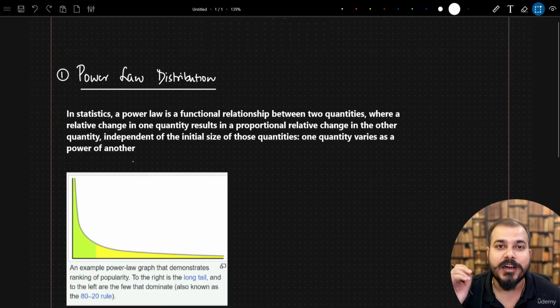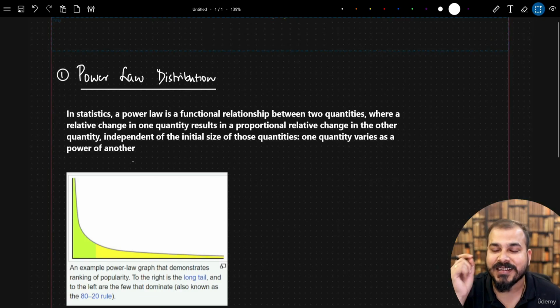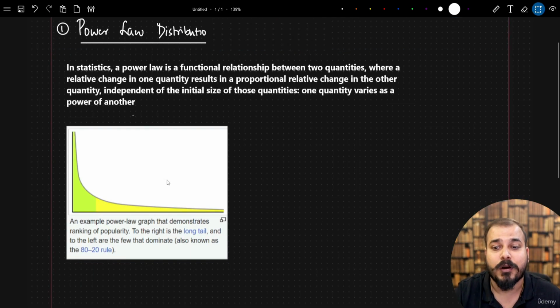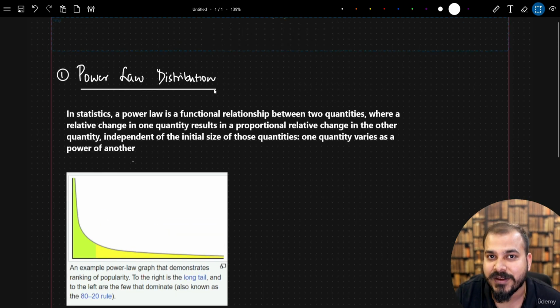Hello guys, so we are going to continue the discussion with respect to statistics, and in this video we are going to discuss power law distribution, which is again a new distribution which is not a Gaussian distribution. We'll try to understand how this distribution works, what kind of data set probably follows it, and what kind of information this probability distribution conveys about a specific data set. So without wasting any time, let's go ahead, and first of all we will start with the definition.